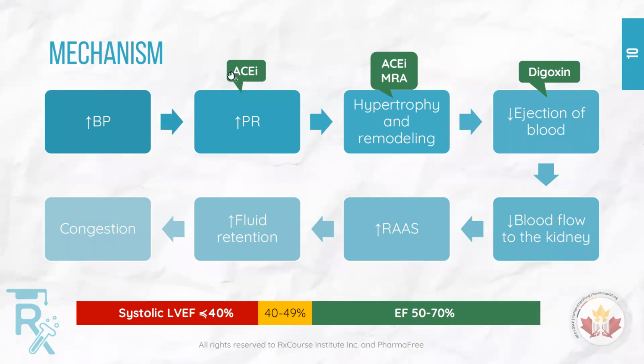This is why I use ACE inhibitors in congestive heart failure. We will go through that, but this is just a brief overview. So ACE inhibitor will decrease the peripheral resistance. ACE inhibitor and MRA will work on decreasing hypertrophy and remodeling of heart cells. Digoxin will help in increasing the ejection of blood, because digoxin has a positive inotropic effect, which is increasing the contractility of heart muscle.